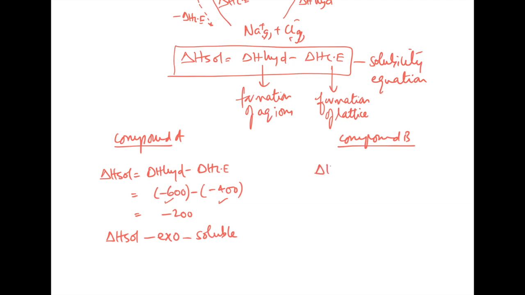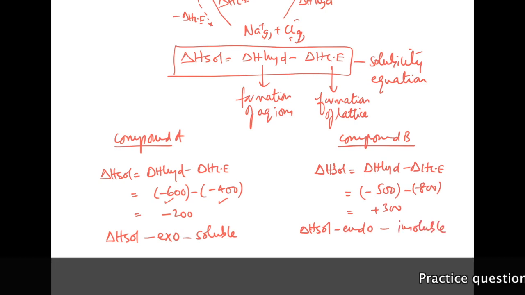But if I have compound B, let's say enthalpy of solution equals hydration minus lattice. Let's say its hydration is minus 500. Let's say lattice is minus 800. So I think the value is positive 300. So I think solid formation is more than ion formation. Overall a precipitate is being produced. So we can say when enthalpy of solution is endo, the compound is insoluble, or you can say very less soluble. So enthalpy of solution can really explain whether a compound is soluble or insoluble.